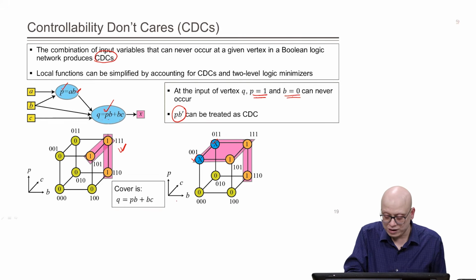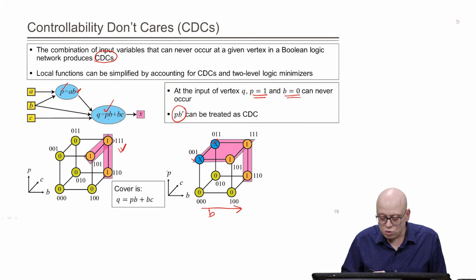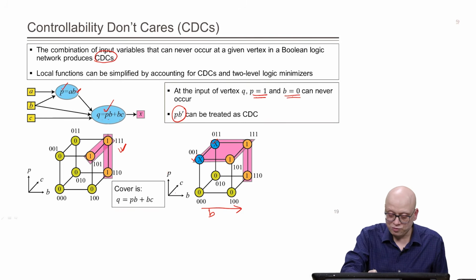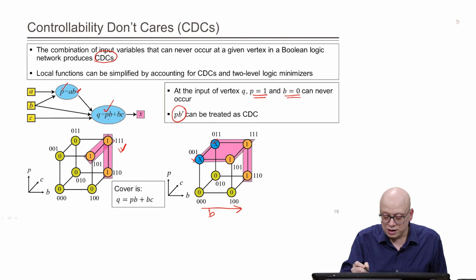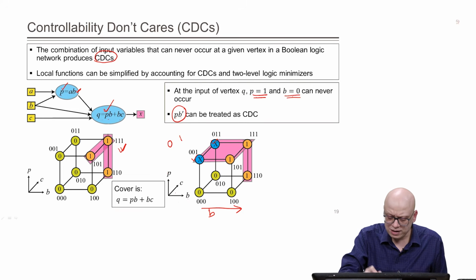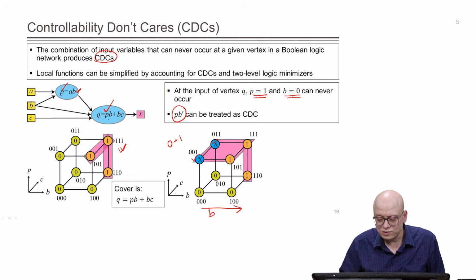So, pb dash corresponds to this hypercube: on this axis we have b, on this axis we have c, and on this axis we have p, right. So, if we say pb dash, then we are saying that b should take a value of 0 and p should take a value of 1, and c can take any value, right. That is why this corresponds to 0 0 1 and 0 1 1, these two nodes.